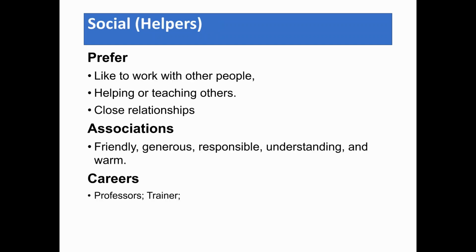The fourth category would be what Holland calls social. These are the people that we can easily identify as a helper. So who can be a helper? Helpers are the ones who try to help people, or who try to teach others. They want to work with people. So this is also an important category. They want to work with people, for people. They prefer stronger, close relationships.